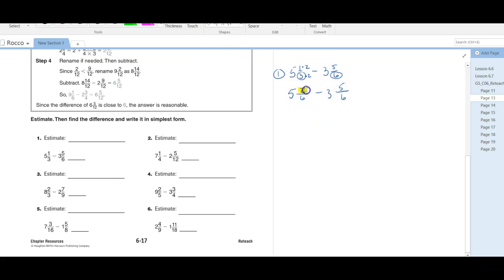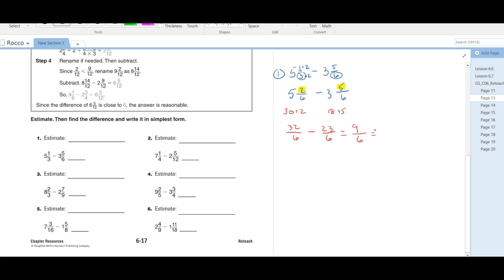But if you look here, this numerator, the first one, is smaller than this one. So this is where we rewrote this as an improper fraction. So we said 6 times 5 is 30. 30 plus 2 gives me 32 over 6 minus 6 times 3 is 18 plus 5 gives you 23 over 6. Now, 32 minus 23 is 9 over 6.